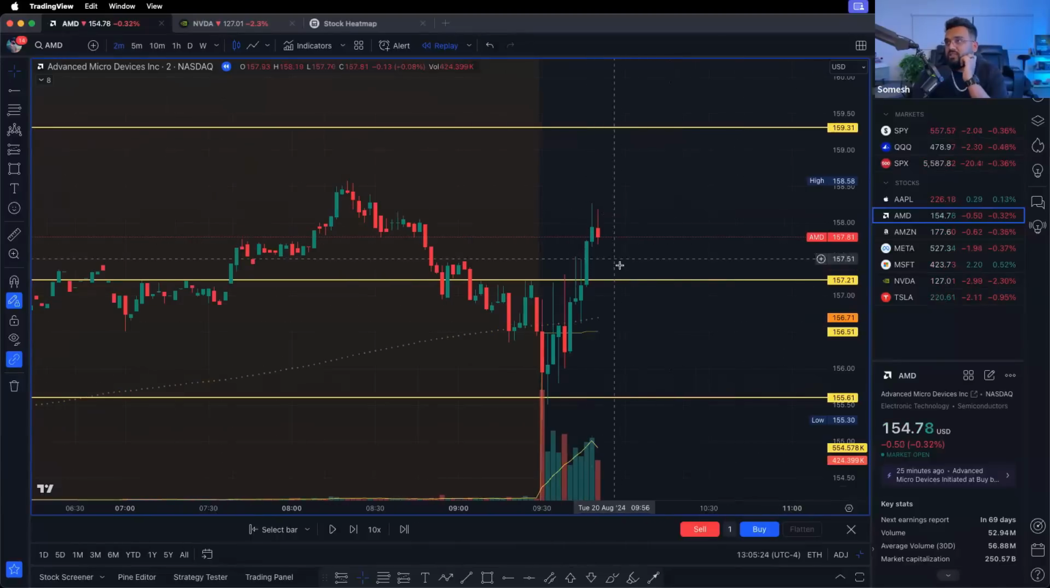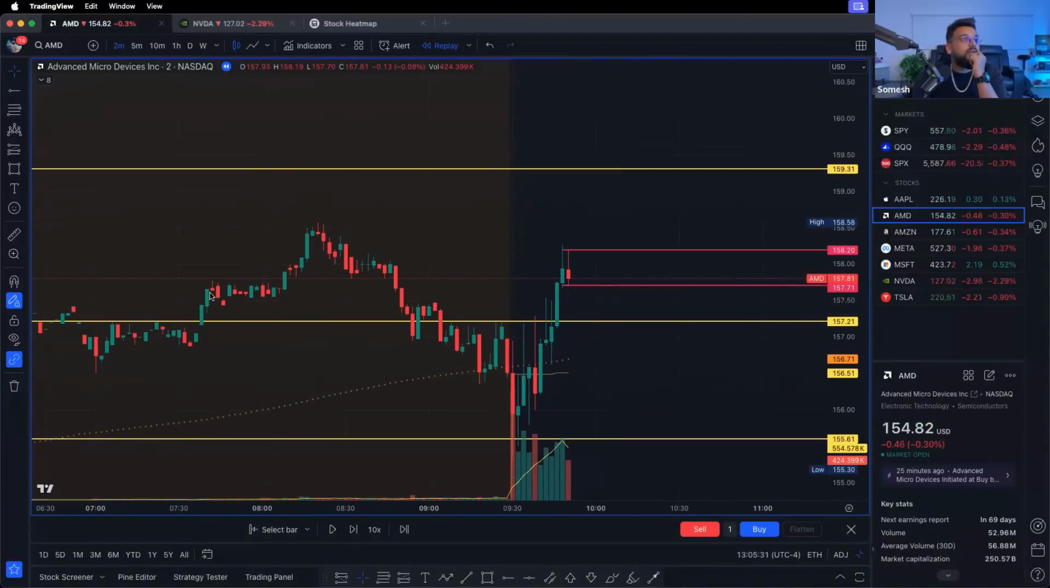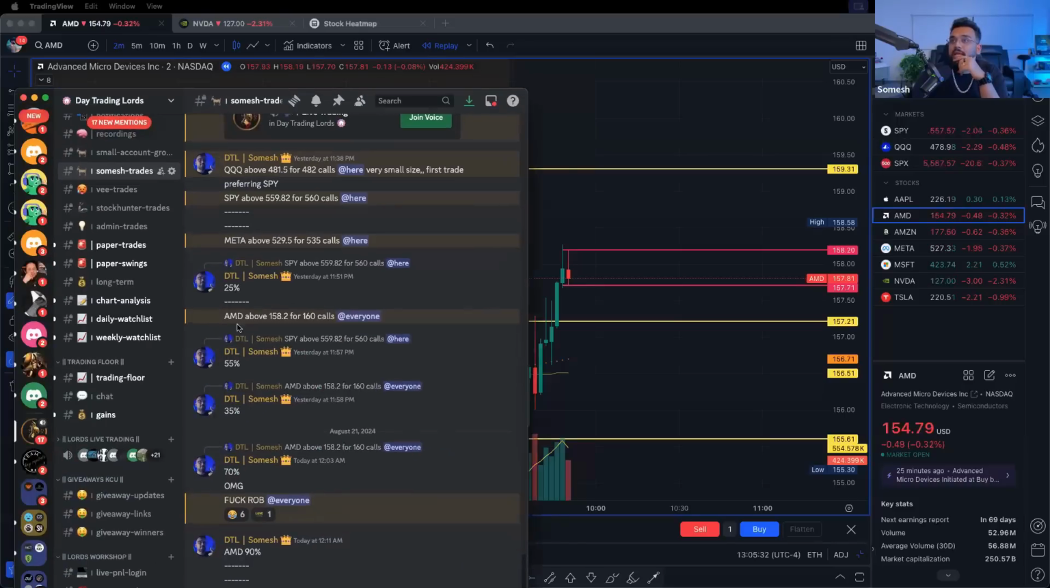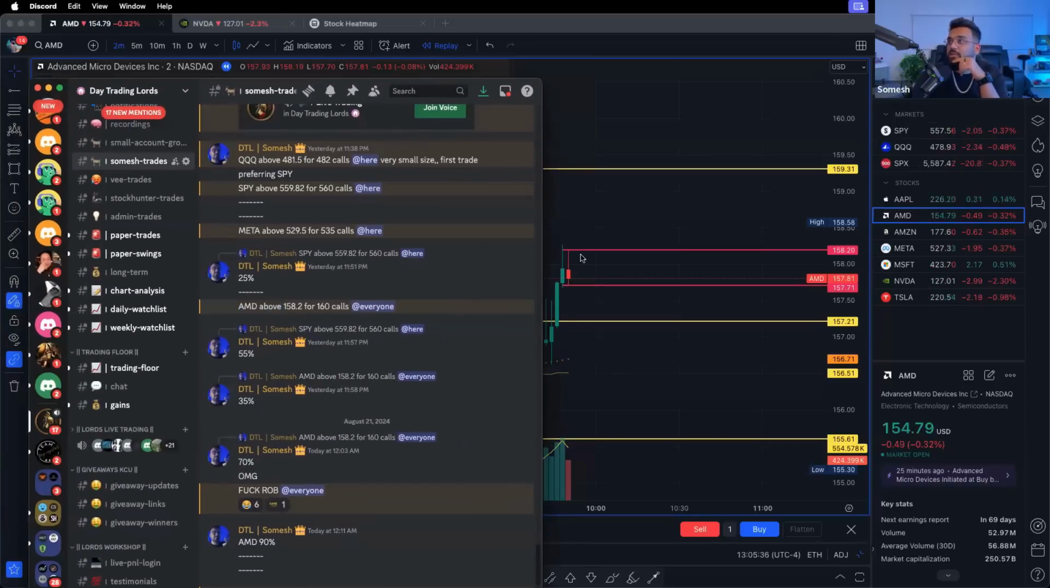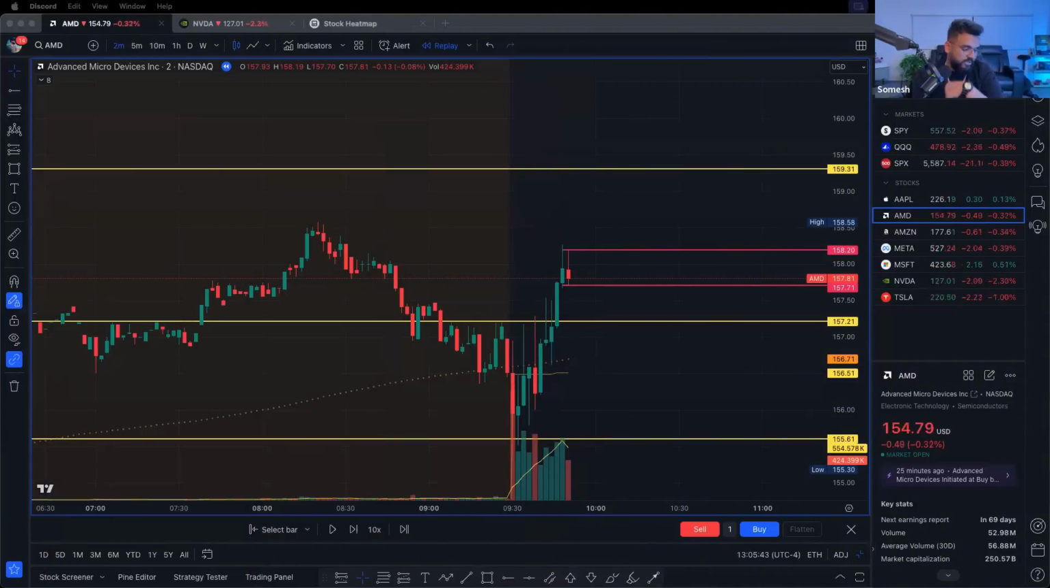So AMD, this is what's going on. And I'm like, okay, this looks good. If the next candle breaks the highs of this particular candle, I'm going long. And this is actually what I did. AMD above 158.2 for 160 calls. 158.2 for 160 calls. Right? And this trade turned out to be a 90% winner. That means if you put $1,000 into this trade, you made plus 900. Now, of course, you didn't make exactly 900, because you're going to take profits along the way as well, but you get the point.